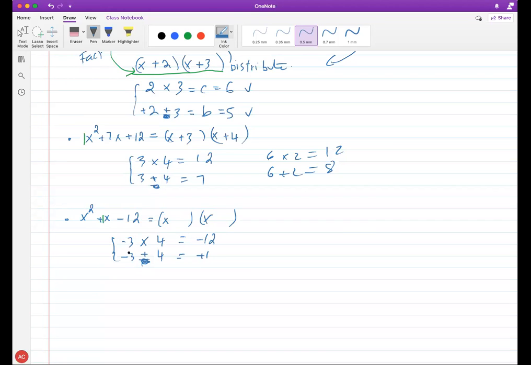Okay, so again, let's double check this. They multiply to this, and when you combine them, -3 and 4 is 1. If you switch the signs, you'll still get -12 here, but you will not get positive 1 here. If you put a negative here and a positive here, this will be a -1, which is not what we want. Okay, so make sure you get exactly C and exactly B.